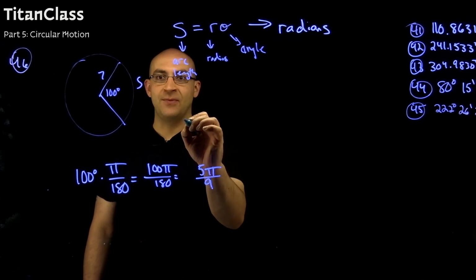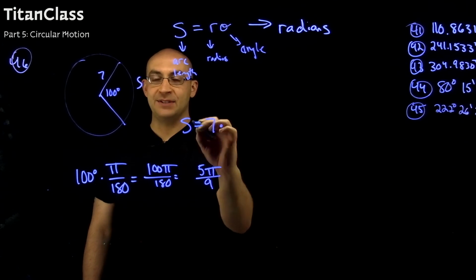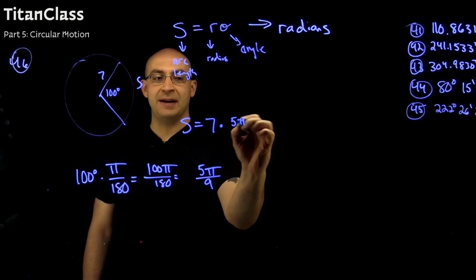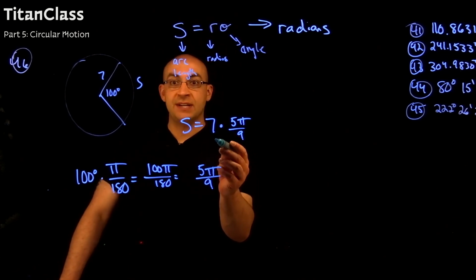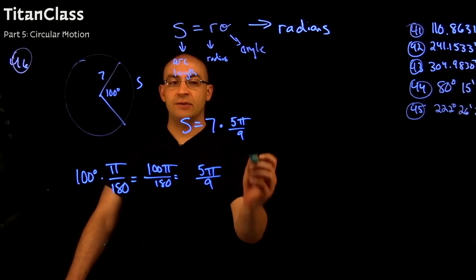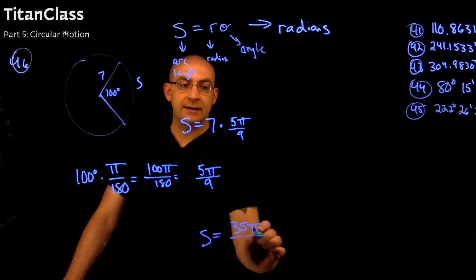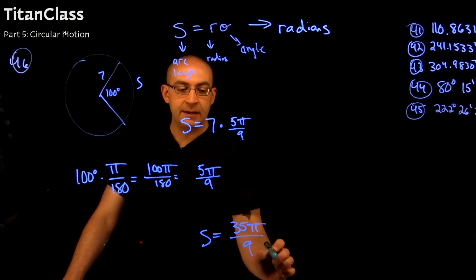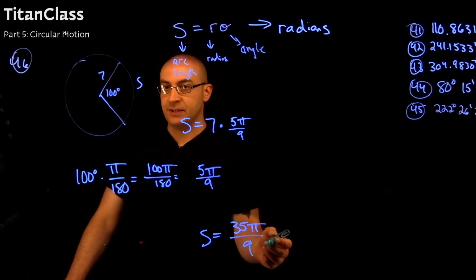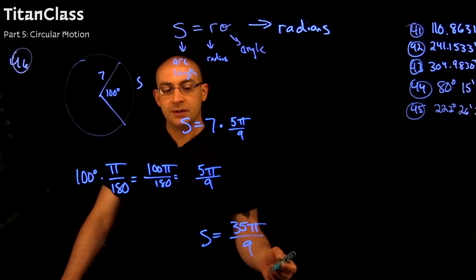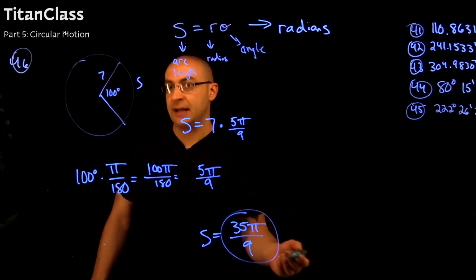So back to our formula, we have S equals R, which is 7, times theta, which is 5 pi over 9. And we have arc length is going to now equal 7, which is the radius, times 5 pi over 9. That's going to give us S equals 35 pi over 9. Now, I need the decimal of this. So the decimal is going to be what we're looking for here. So I'm going to actually just make this a decimal. So let's do 35 times pi divided by 9.